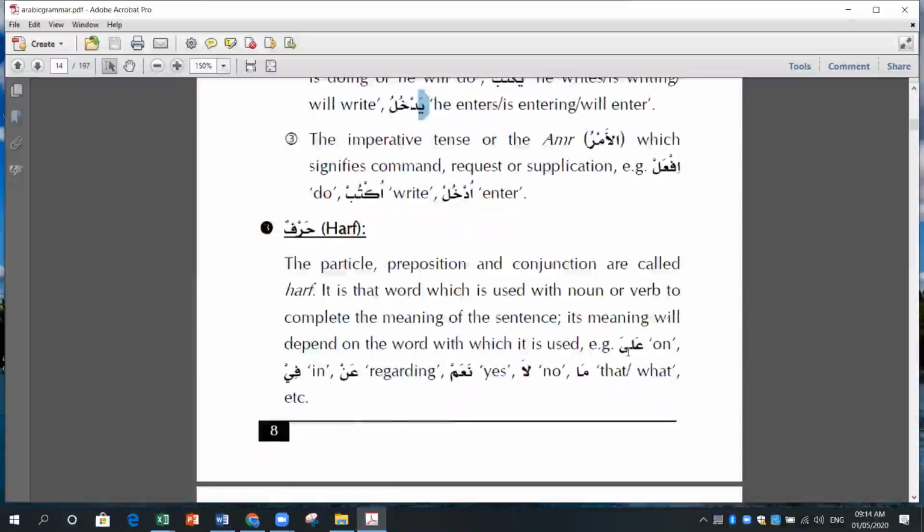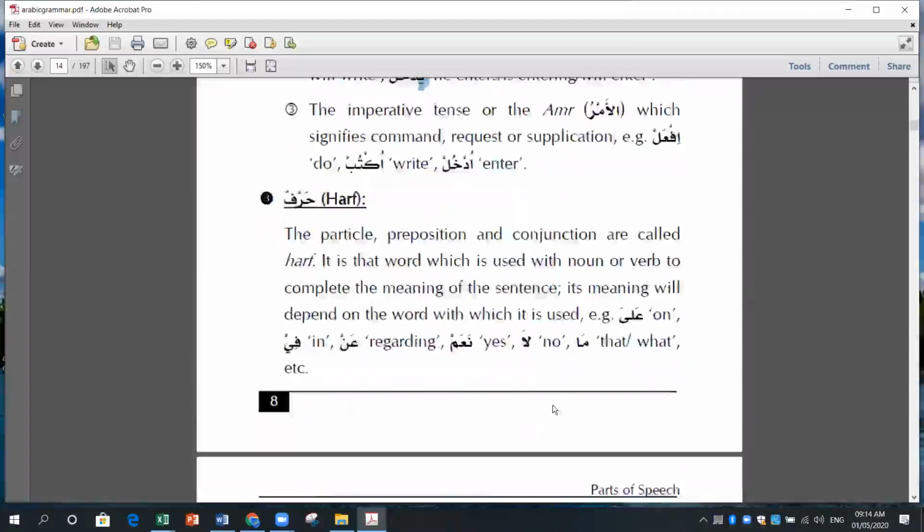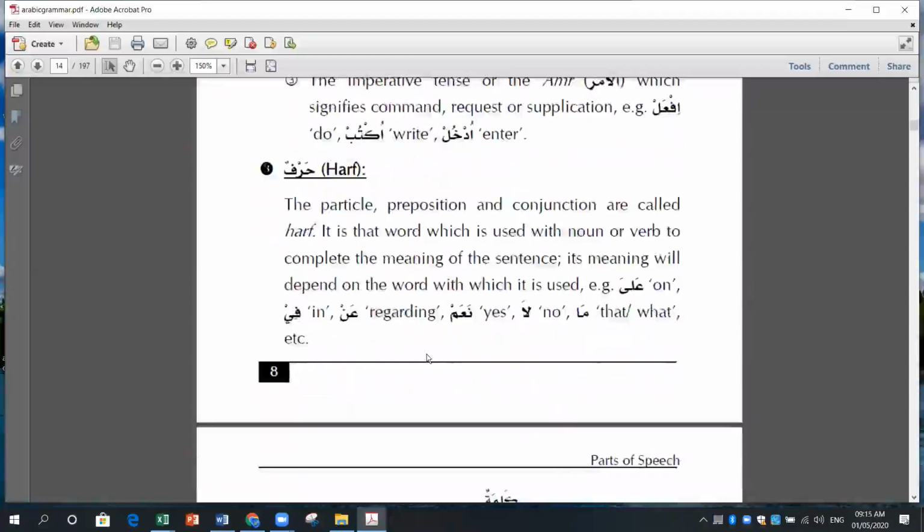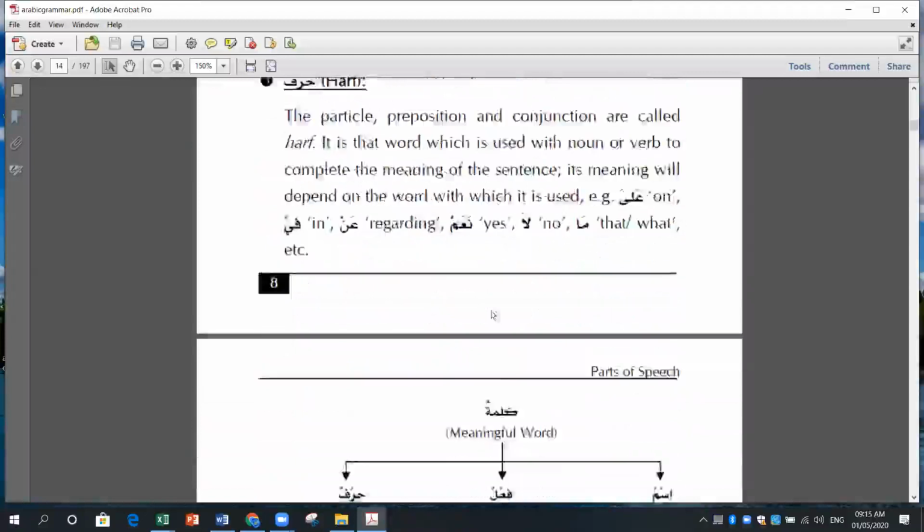So there are a few words. Ala means on. This is harf. Fi means in. An means regarding. I would like you to remember the meanings, because these huruf keep coming repeatedly, just like prepositions come in sentences. Prepositions are particles, so they keep coming in sentences. Just learn their meanings. It will be very easy for the translation.